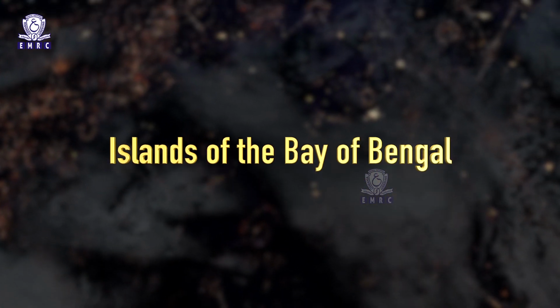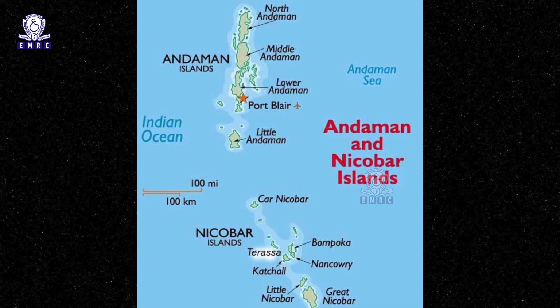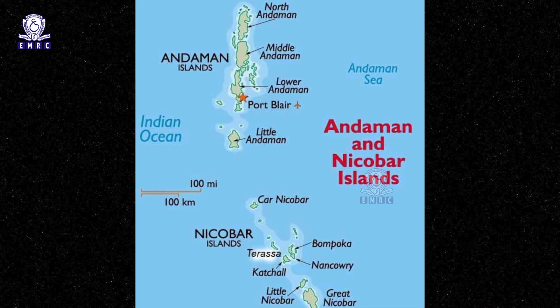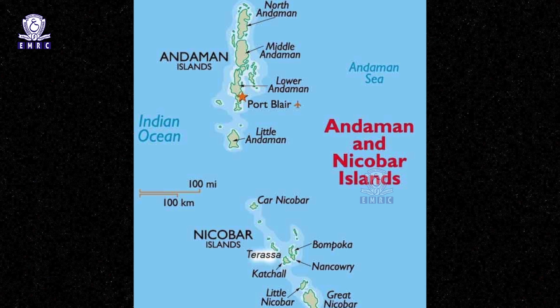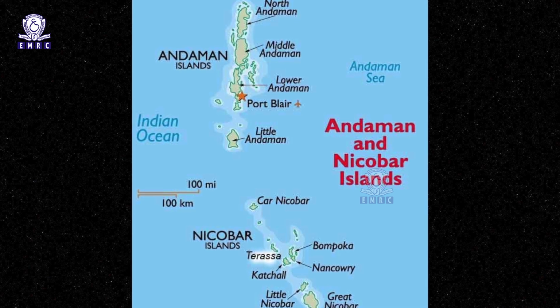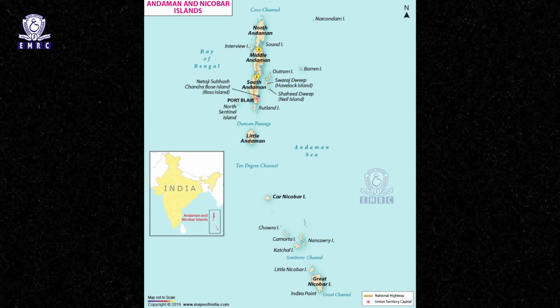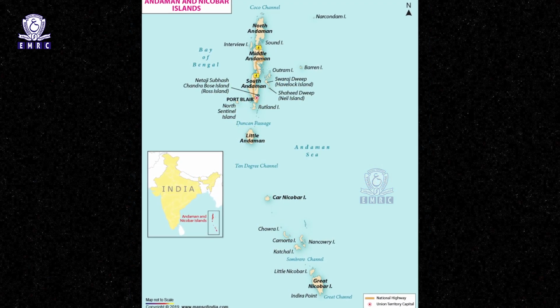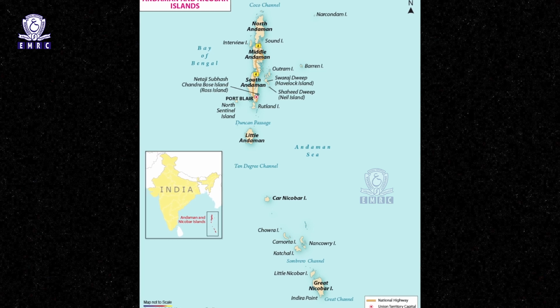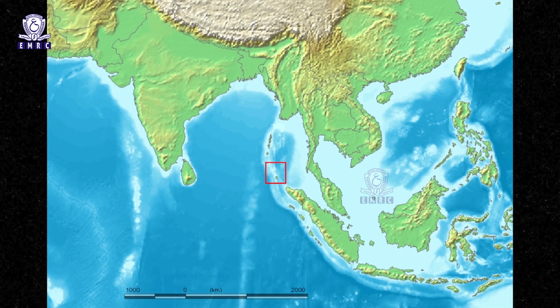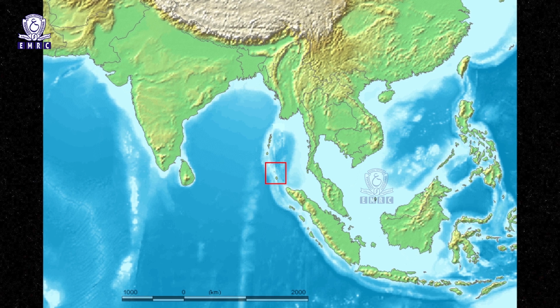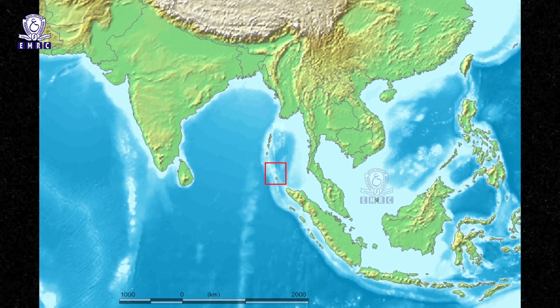The islands of the Bay of Bengal. The main islands of the Bay of Bengal are the Andaman and Nicobar groups. The Andaman and Nicobar Islands are separated by the Ten Degree Channel. The shortest distance of the Andaman Islands from the mainland of the Bay of Bengal is about 2000 kilometers, and the extreme southern point is Indira Point, the southernmost point of Great Nicobar Island.